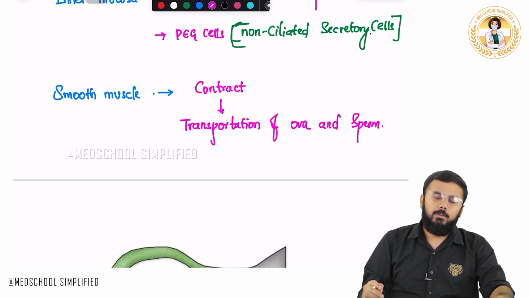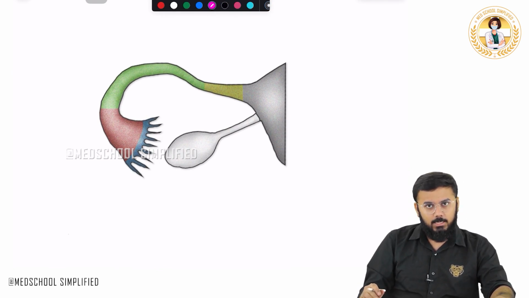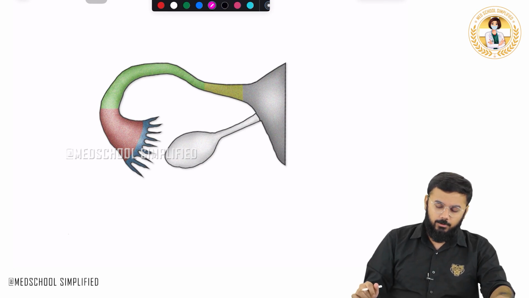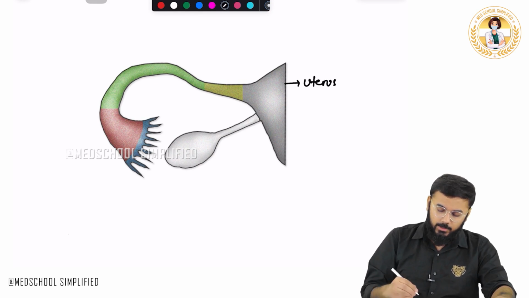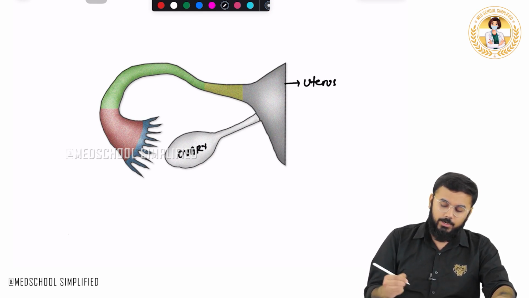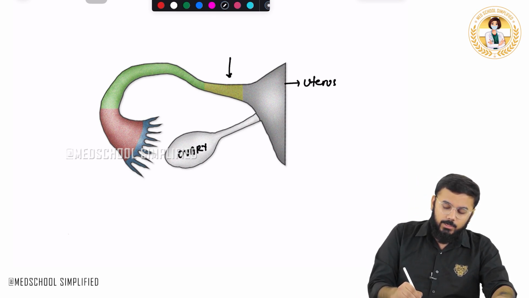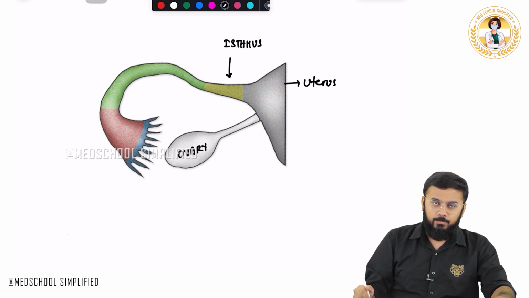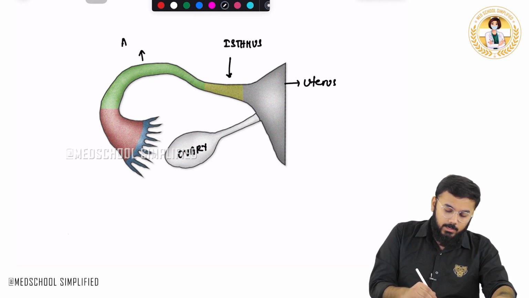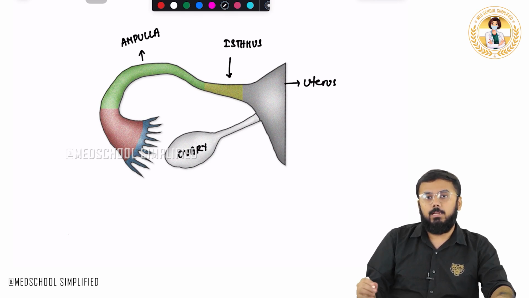Now, this is just a rough picture of the fallopian tube, and let us see the different parts of the fallopian tube. First, you should note that this is your uterus, and this part over here is called the ovary. Within the fallopian tube, there are three important colors you see. This particular part is called the isthmus of the fallopian tube. Second, this green part is called the ampulla of the fallopian tube. Ampulla is the place where fertilization occurs.